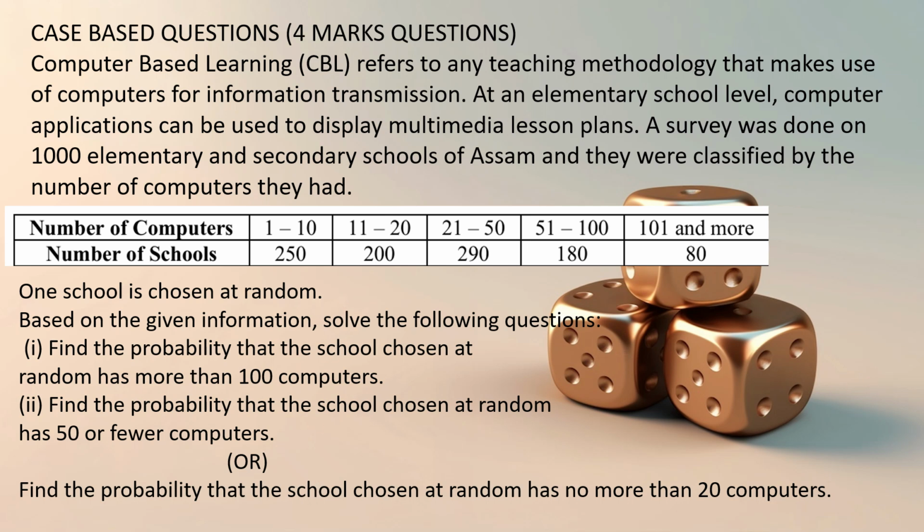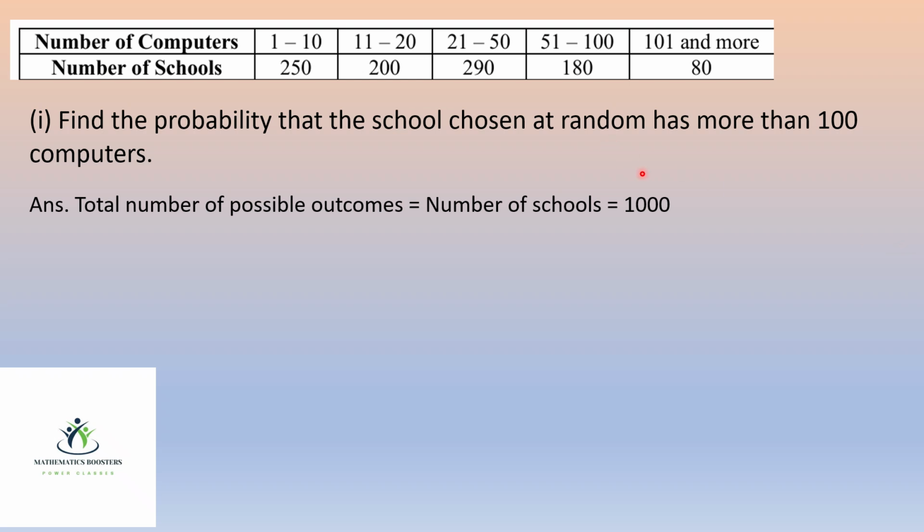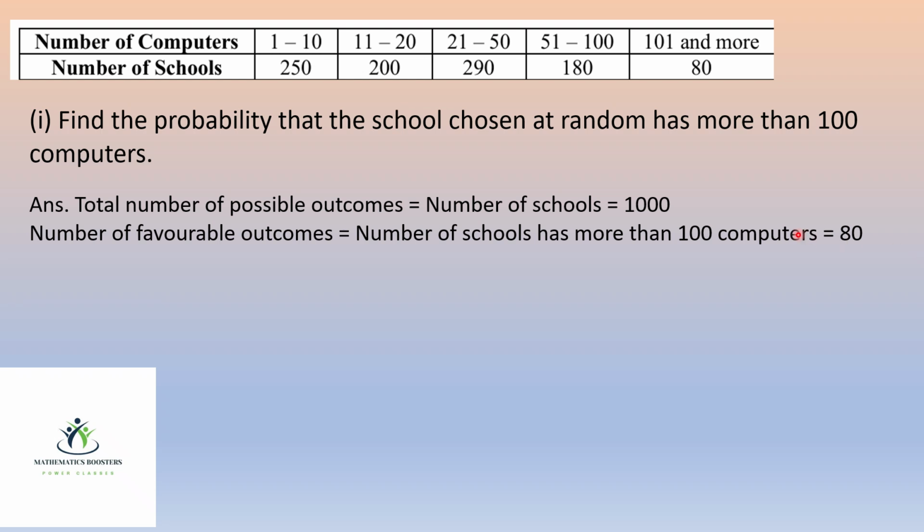So one by one, let's solve. Number of computers: 1 to 10, 250; 11 to 20, 200; 21 to 50, 290; 51 to 100, 180; 101 and more, 80. Find the probability that the school chosen at random has more than 100 computers. More than 100 computers will be this one, the last row. So total we have 1,000 schools. Number of favorable outcomes is 80. So what is the probability? 80 by 1,000, which is 2 by 25.